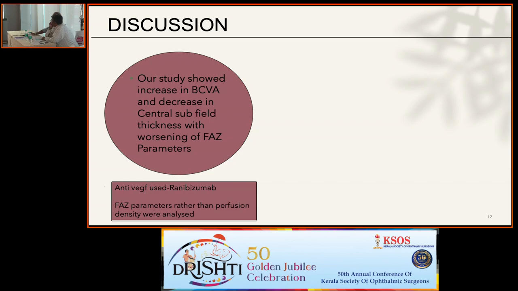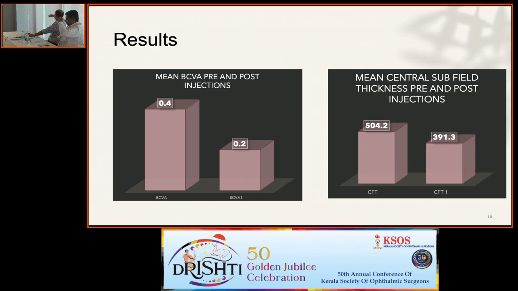So what were the findings that showed you that the FAZ perfusion actually worsened? Actually, we have taken the average diameter in superficial and deep capillary plexus, and also the area was measured, both in superficial and deep capillary plexus.